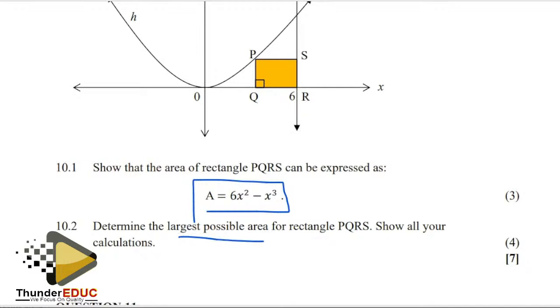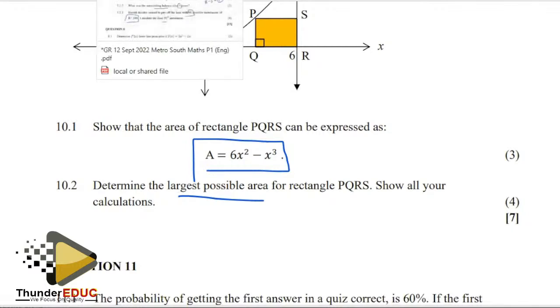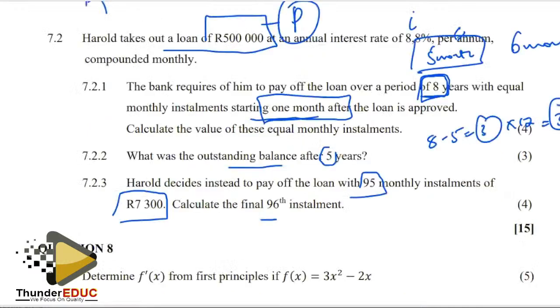So for largest possible area, you use the derivatives. First derivative, and then equate that to 0. Then solve for x. The answer for x, put it back into the area. Okay, you bring it back into the area, and that will be the maximum possible area.